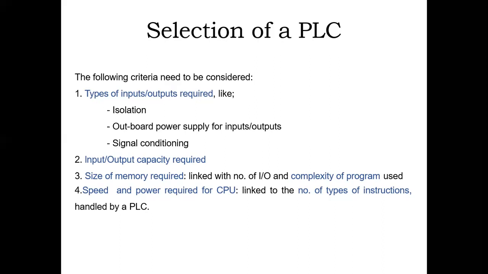Then signal conditioning, because the PLC will not tolerate external noise, and we are going to get the data from a sensor, which is a small amount of sensor value. So we amplify the value, that is signal conditioning, and we need to reduce the noise in the circuit. Then the input and output capacity required, that is how much input we are going to give and how much output we are going to get.